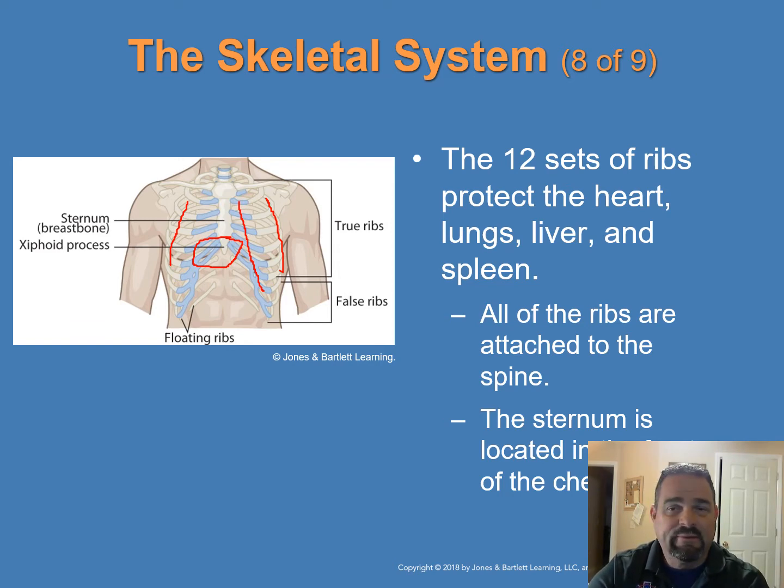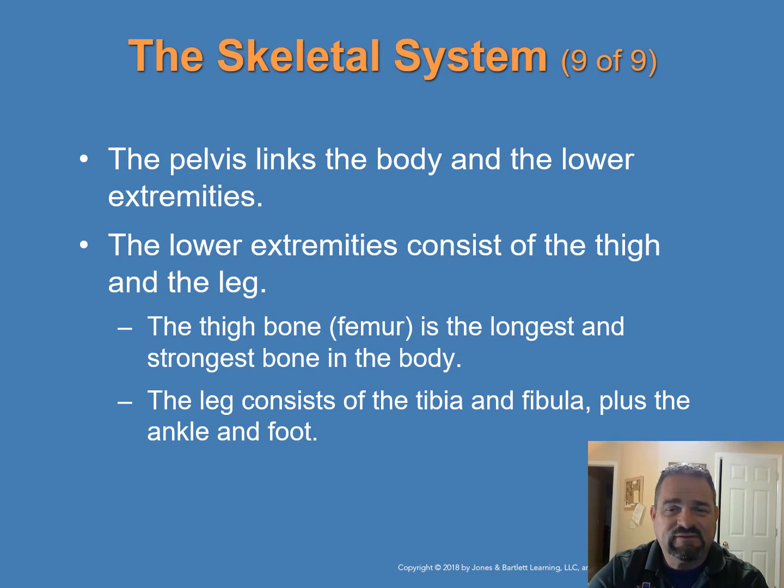Okay. All right, so the pelvis links the body and the lower extremities. The lower extremities consist of the thigh and the leg. The thigh bone is the femur. Okay, it is the longest and the strongest bone in the body. The lower leg consists of the tibia and the fibula.